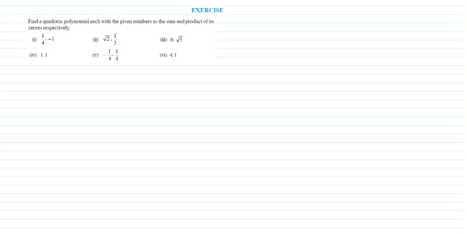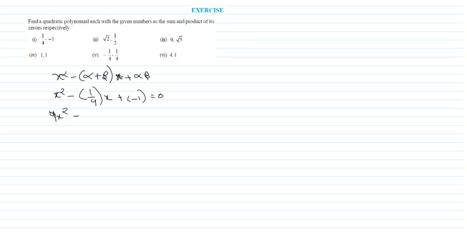It will be 4x square minus x minus 4 is equal to 0. So this is the quadratic polynomial that we can find by using the given result, that is the sum and product of the roots or zeros given to us. And if the question is not of 1 mark type, but of 2 or 3 marks type, then we need to apply a different technique.